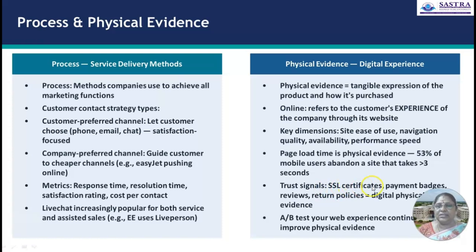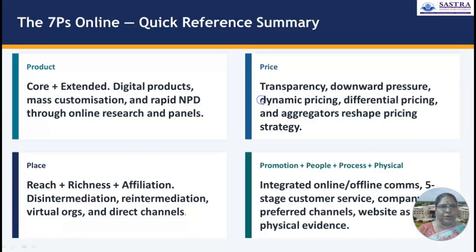Trust signals like SSL certificates, payment badges, reviews, return policies, that is equal to digital physical evidence. A/B testing, A/B testing, which is created for your web experience continuously to improve the physical evidence. Physical evidence is nothing but your tangible expression of the product and how it is purchased. Online refers to the customer experience of the company through its website. So the dimensions we already studied about the physical process as well as the evidence point of it.